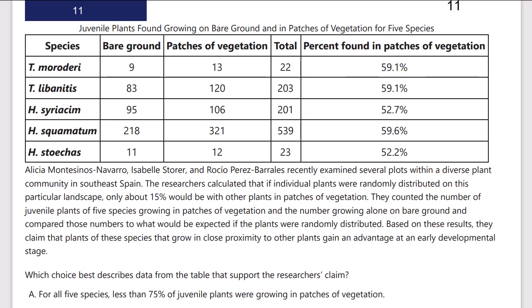Okay, which choice best describes data from the table that will support the researcher's claim? So this is strength and weakens, command of evidence, where we need to use the table to support the claim. So let's read the paragraph and figure out exactly what the claim is we have to support.